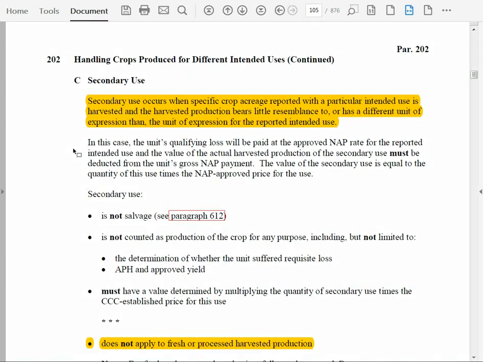Paragraph 202C introduces another new term, secondary use. Certain crops may have multiple uses which bear little resemblance to one another. The example listed on the next page is really good at illustrating that difference. Essentially, though, when a crop is grown for one intended use, but the producer decides to instead harvest it for a totally different use, the value of that crop, which could have been harvested for the original intent, must be reduced from any payment we issue for the final use.